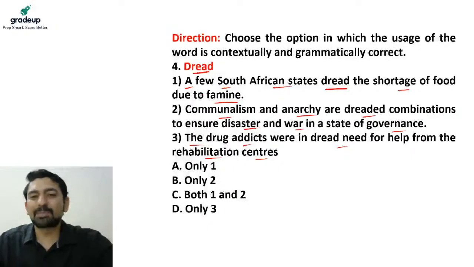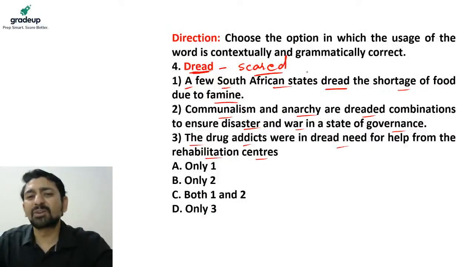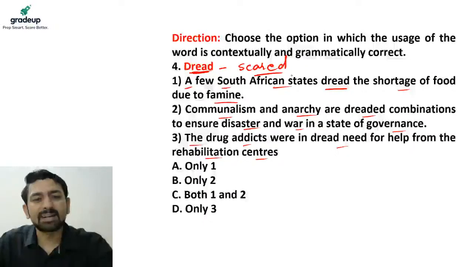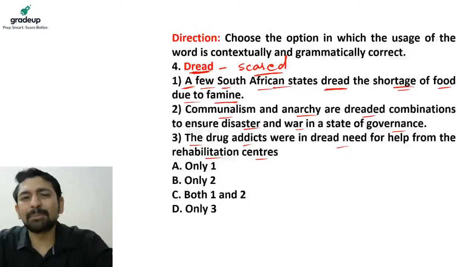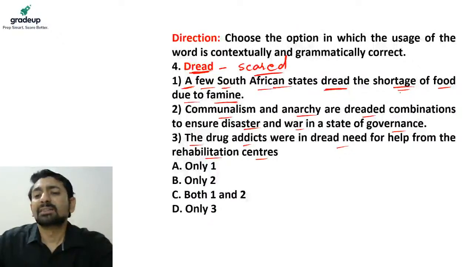Now let me explain the meaning, guys. Dread basically means to be scared of something. Okay, Disha was absolutely right, which means darna, that is scared. So the first sentence says a few South African states dread the shortage of food due to famine. This basically means that they are afraid that there will be shortage of food in the famine.